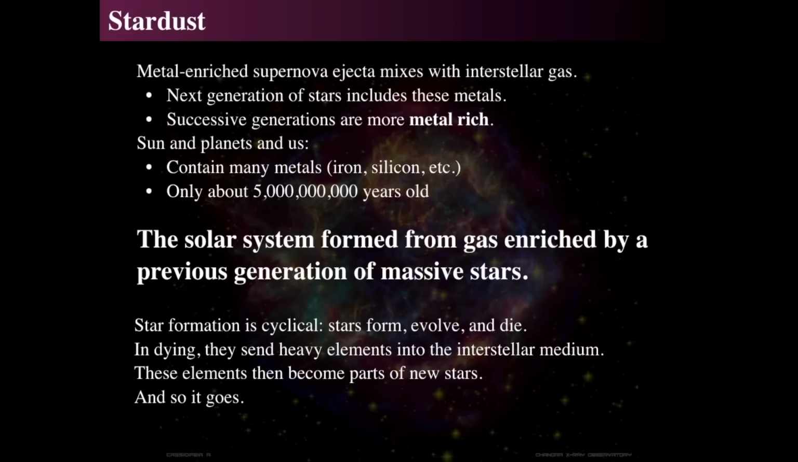That mixed gas becomes part of the next generation of stars with these metals, and then the next stars are more metal rich. And by metal, I don't mean like iron and nickel and so forth. I mean any other element heavier than helium. That's what astronomers call metals. That's a really funny thing. So metals are things that are heavier than helium, and all successive stars have more of it as a result of that.